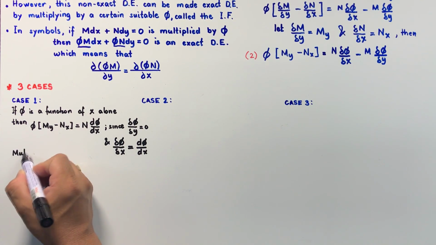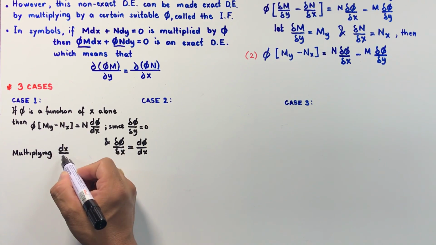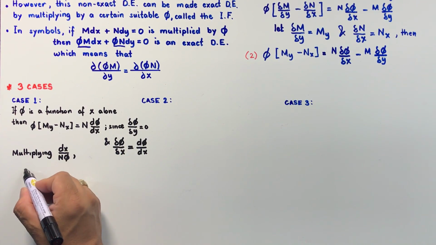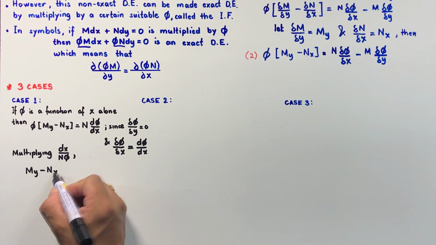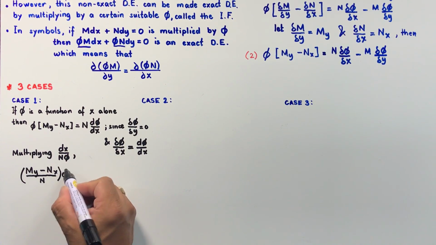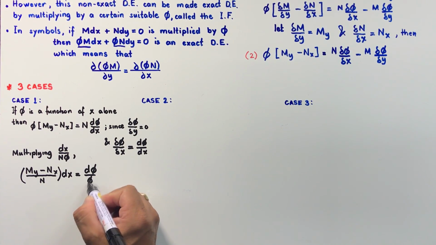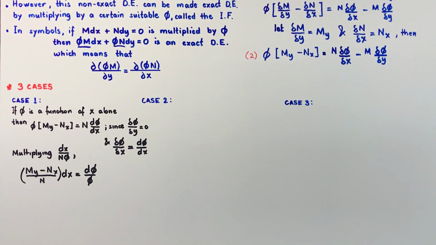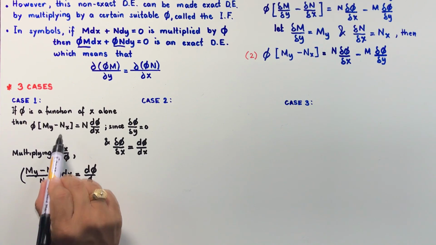So multiplying by dx over N times phi, we have the partial derivative of M with respect to y minus the partial derivative of N with respect to x, divided by N, times dx, which is equal to the derivative of phi over phi. Because when you multiply this to both sides of the equation, this phi and this phi cancel. But this dx over N will be multiplied here.